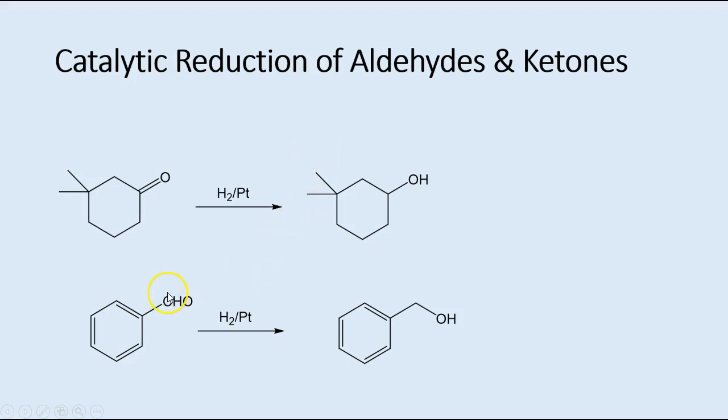Here, if I take benzaldehyde, that's the name of this compound, and I reduce it, I'm again going to add a hydrogen to the C. So instead of being CH, it's now CH2. I'm going to add a hydrogen to the oxygen. So instead of being O, it's OH. The common name of this compound is benzyl alcohol. Its systematic name is phenylmethanol. But again, here I'm reducing a ketone to a secondary alcohol. Here I'm reducing an aldehyde to a primary alcohol.